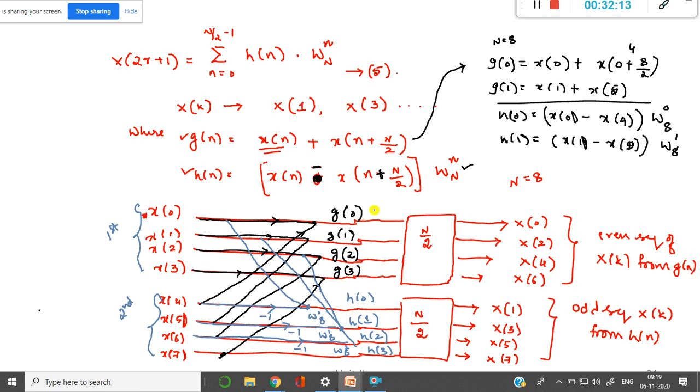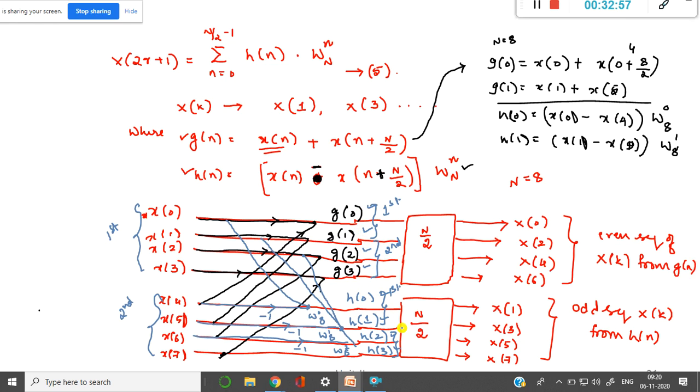Now once again, g of 0, g of 1, g of 2, g of 3, h of 0, h of 1, h of 2, h of 3 are obtained from the input signal x of n itself, which means I can still divide, decimate g of 0 to g of 3 as first half and next half. Okay, so this is the first half of g of n sequences and the second half of g of n sequences. Then further, I can also split this h of n sequences as first half and next half, right?